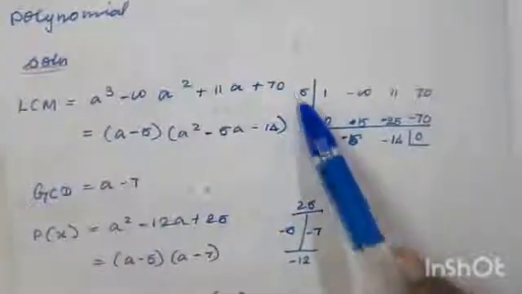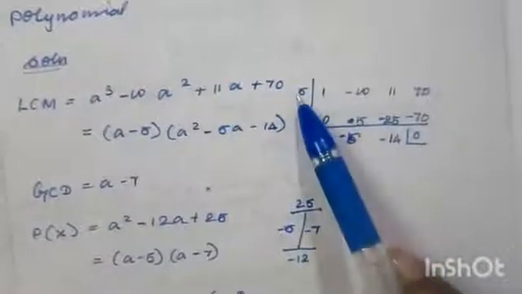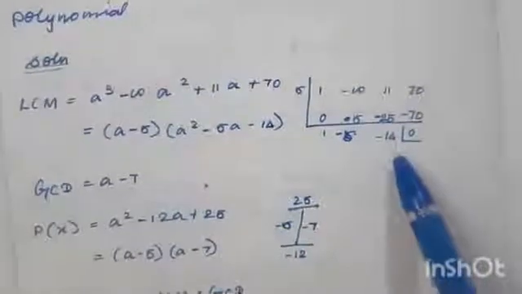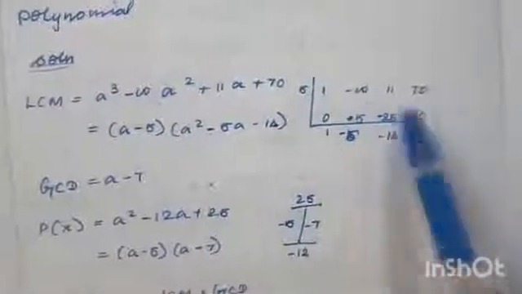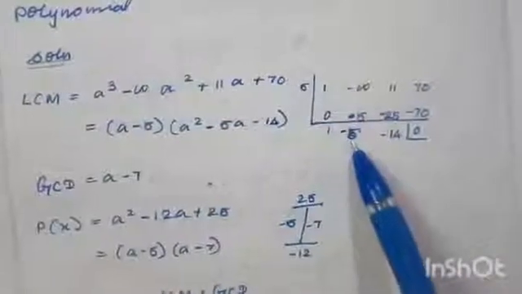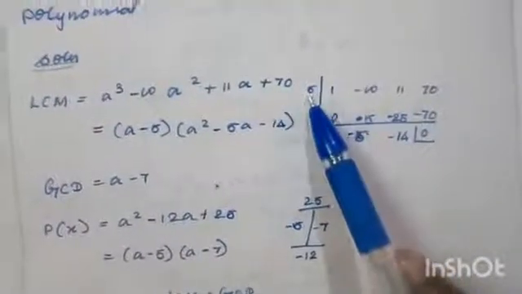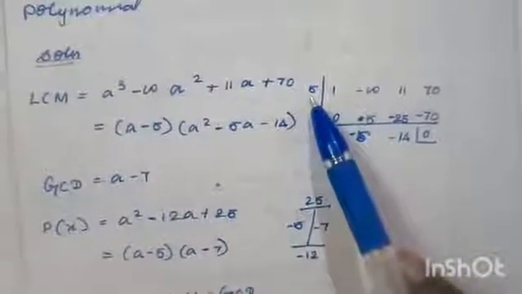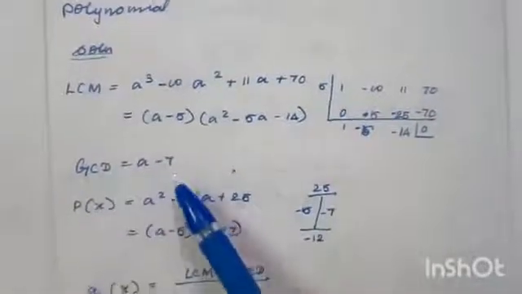So 1 into 5, 5. Then you have to multiply, minus 25. Simplify this, minus 14. Multiply these two, minus 70. So it is satisfied. So it is a square minus 5a minus 14. It is written as a minus 5. So GCD is a minus 7.